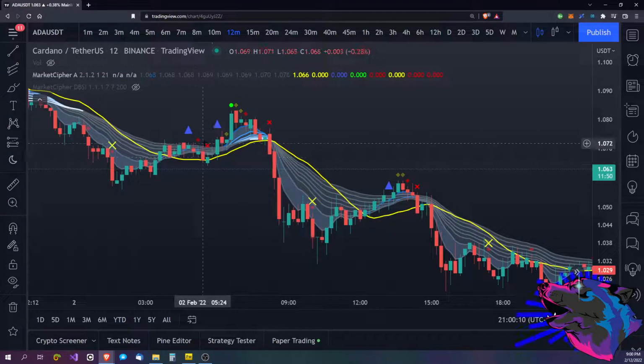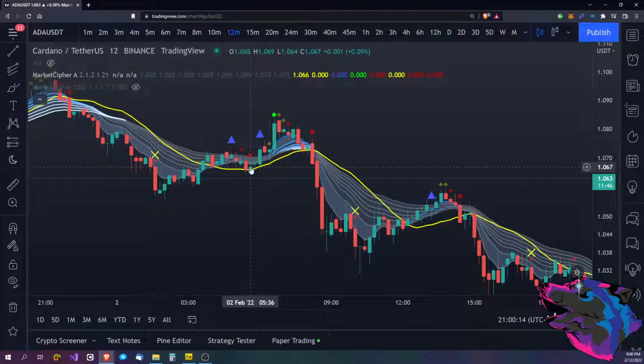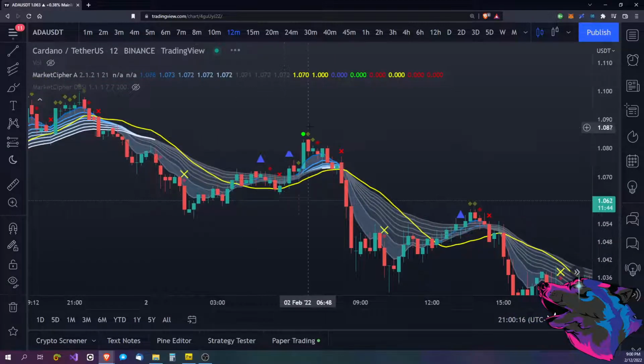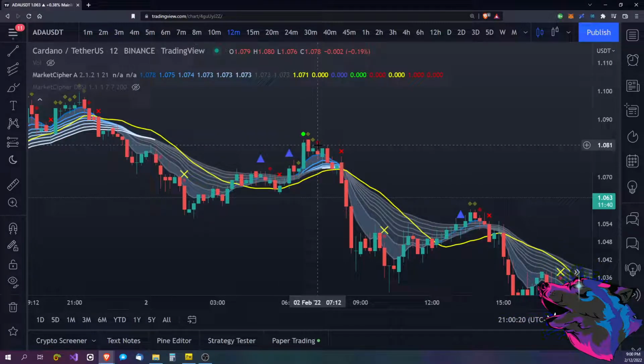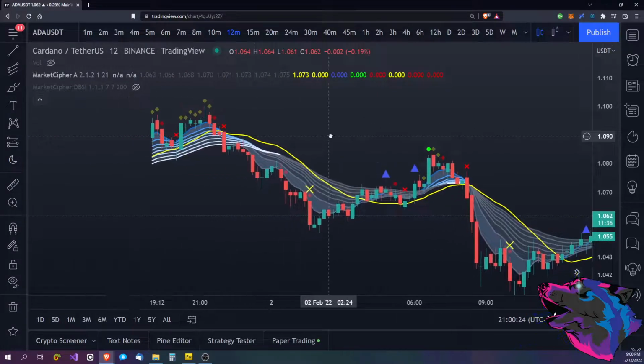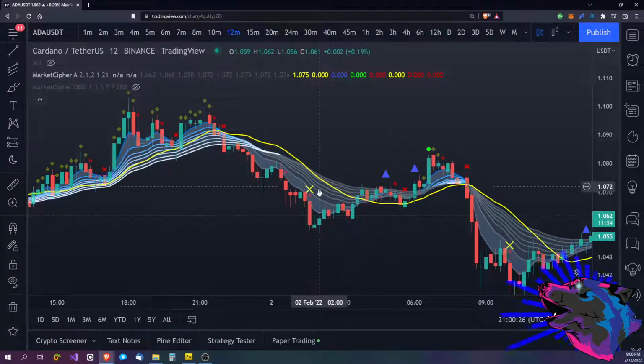And you can see it here, kind of compressed there, but obviously started coming up. Got the green dot, but it was invalidated right about there.